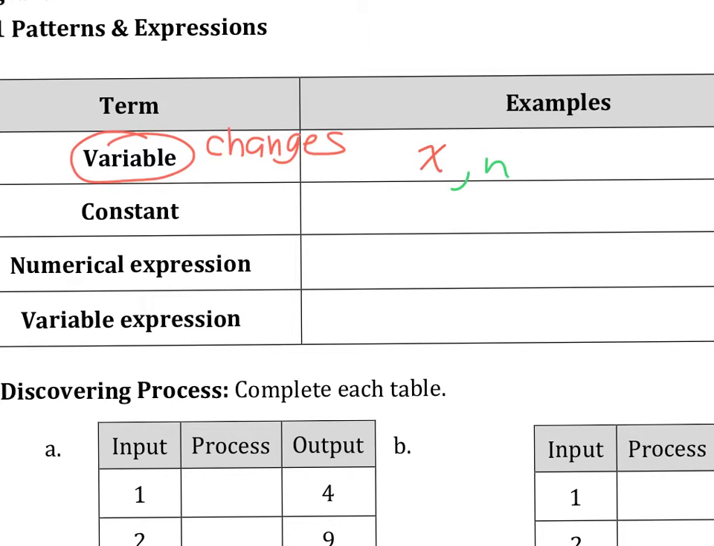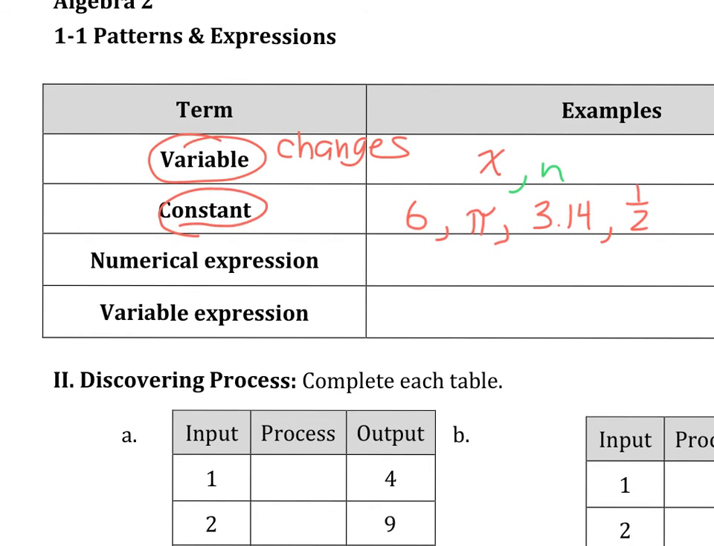A constant, on the other hand, is something that never changes. Yesterday, x could be 2, but today, x might be 13, depending on the problem. However, a constant like 6 or pi or 3.14 or 1/2, these types of numbers will never change. Tomorrow, 1/2 is still 1/2. So that is called a constant. It doesn't change. Immutable.